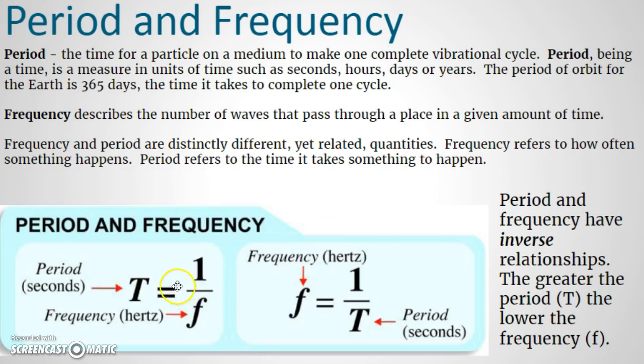So here we can see the math. The period, written by the letter T, equals 1 divided by frequency. Notice frequency is measured in hertz. Period is measured, in this case, in seconds. These are inversely related. Period and frequency have inverse relationships. The greater the T, or the period, the lower the frequency. So here I can see frequency is equal to 1 over T. So frequency, measured in hertz, is 1 over the period in seconds.